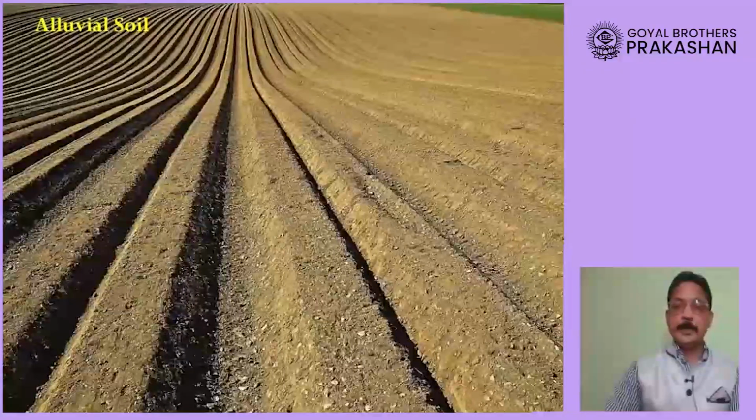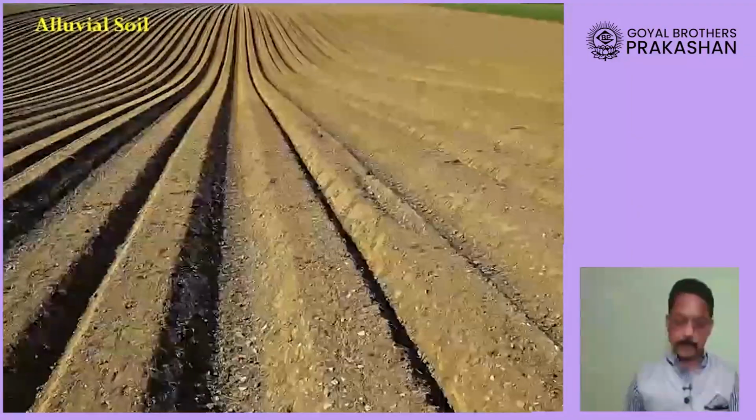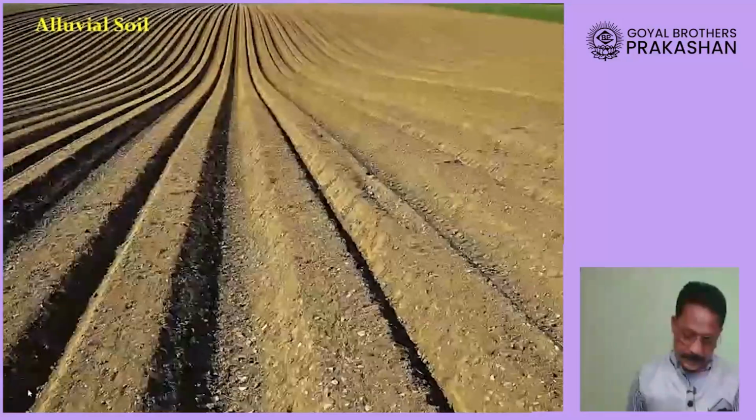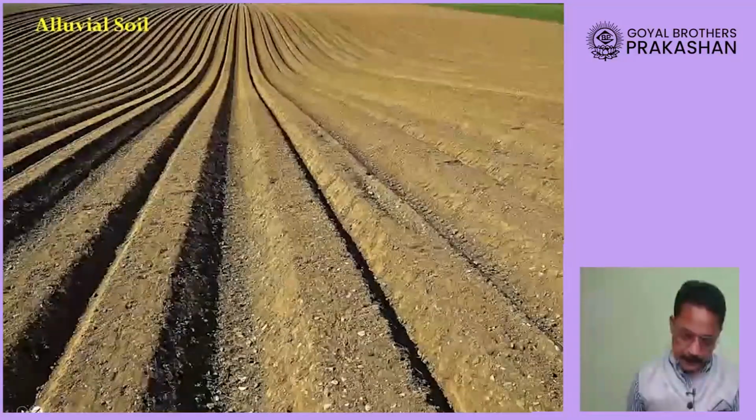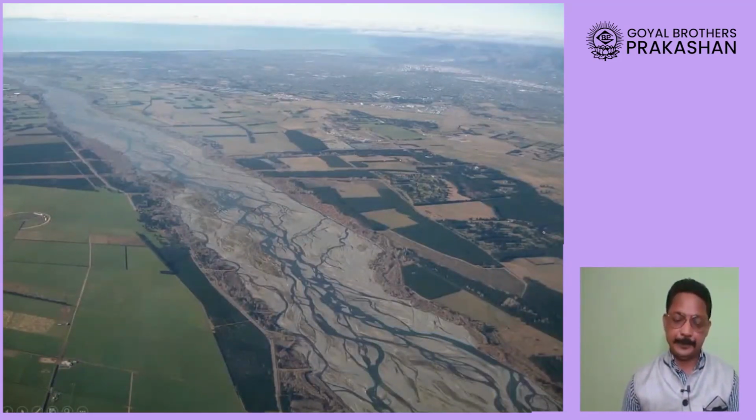The first soil, dear students, which we will be studying in our syllabus is alluvial soil. Please remember that this soil is one of the most important soils present in our country. Now look at this picture carefully. What do you see in the picture?